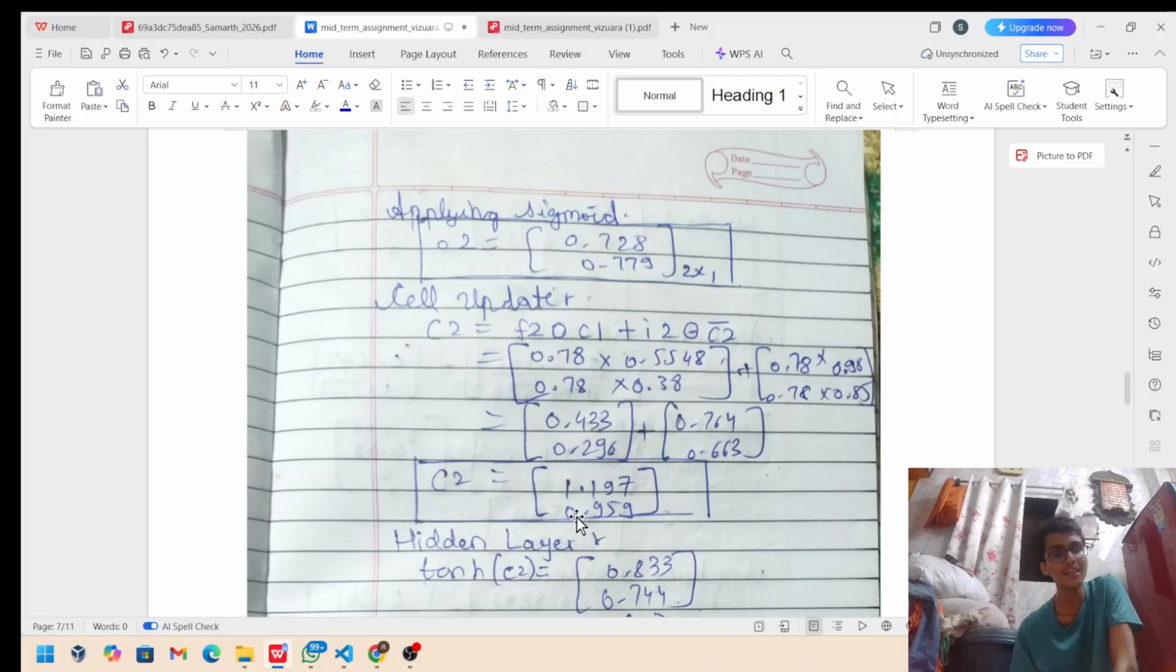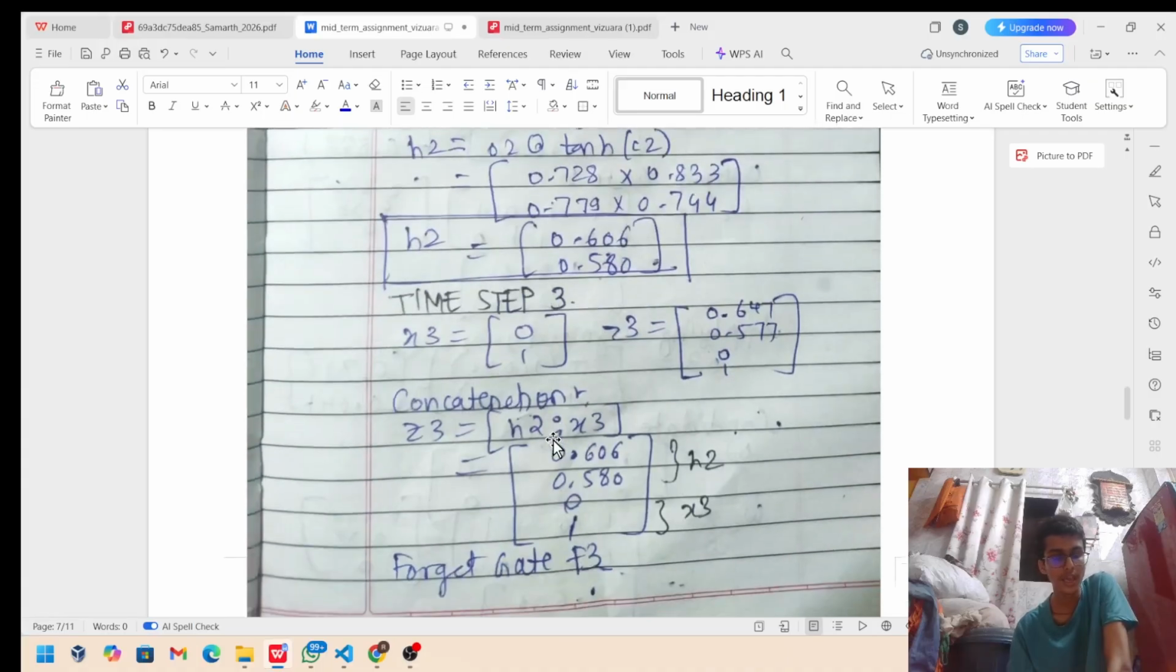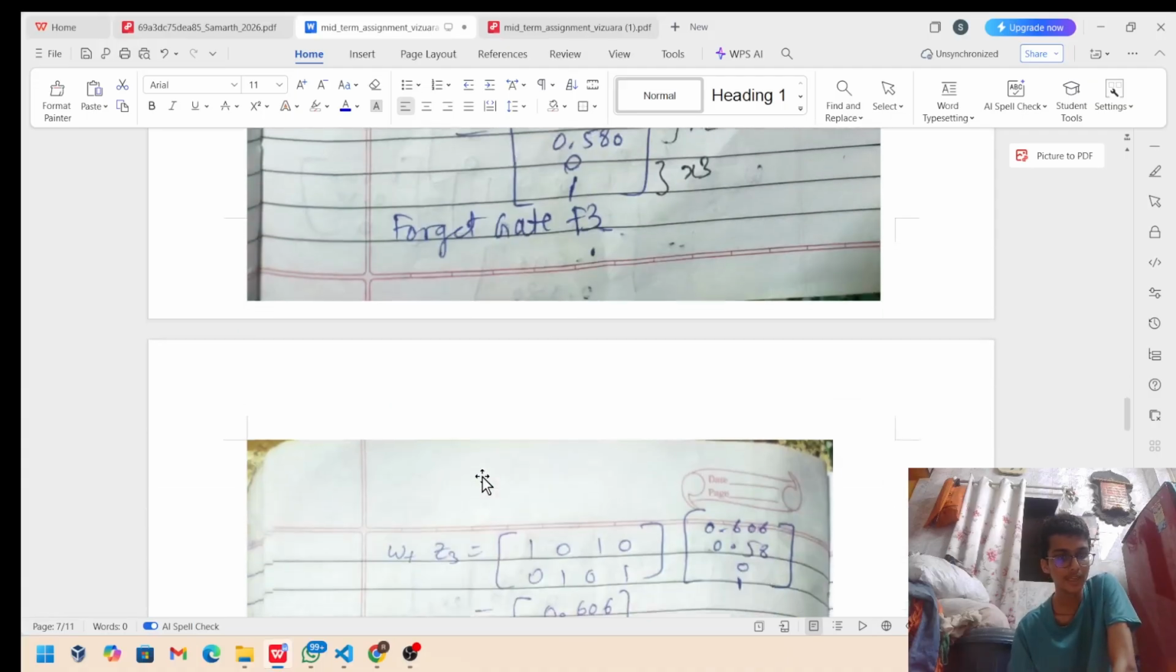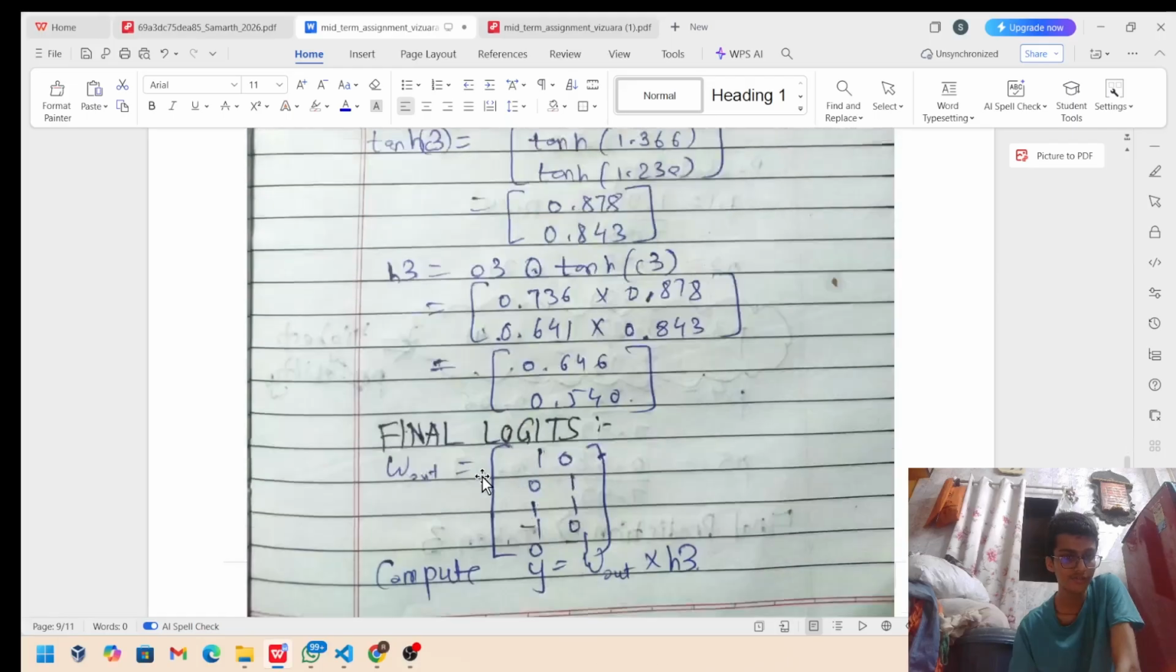We are following the same step. Till when will we follow? Till time step 3. Why are we going to 3? Because we have 3 input embeddings. So we are going to compute it 3 times. So this is tan h. This is adding non-linearity to our candidate cell, and we are going to compute h2 with the same formula. And then time step 3 similarly. Now let's go till the hidden state of this.